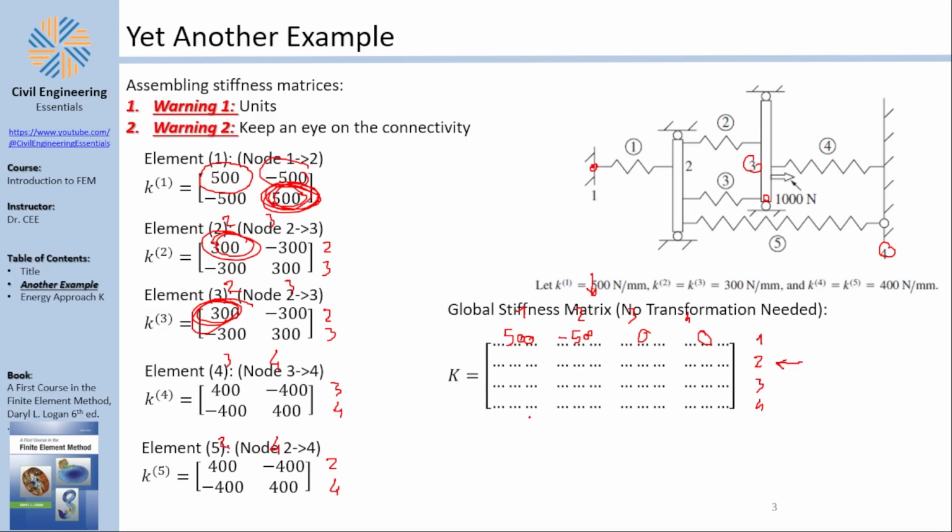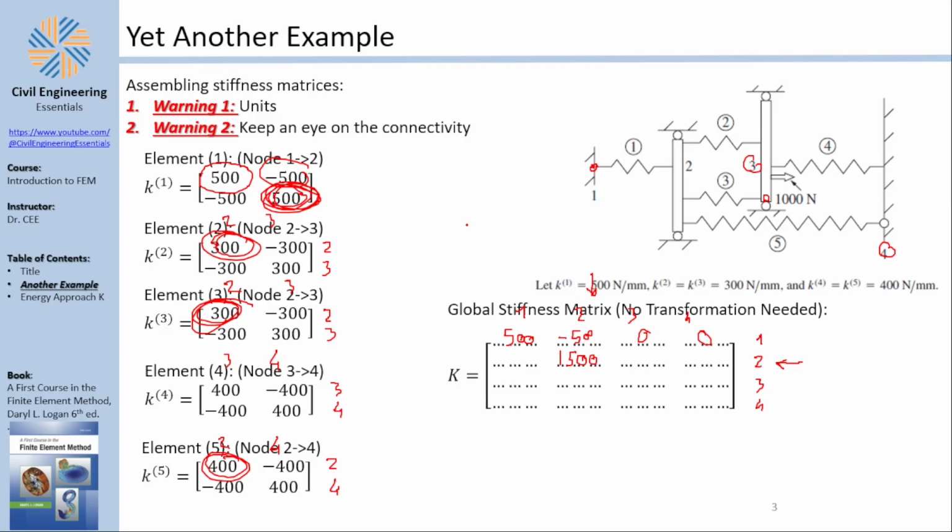What do you want? You want 2 with 2. 2 with 2 exists almost everywhere. It exists at element 1, element 2, element 3, and element 5. Summing those together, you would have 1,500 if my calculation is correct. Of course, I will open the slide in a moment.